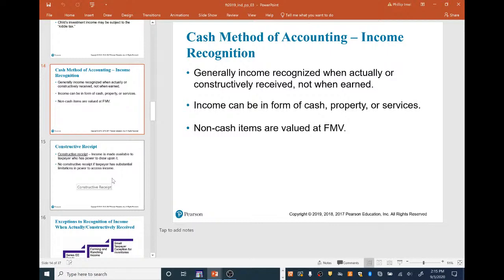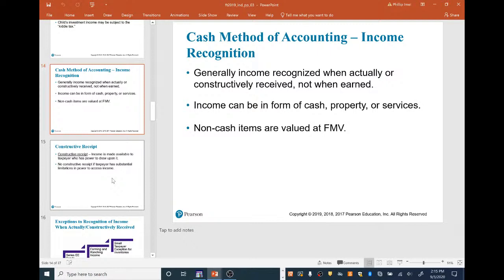Let's talk a little bit about the cash method of accounting, income recognition. We've already discussed the accrual method of accounting. Now let's talk about the opposite, the cash method. Under the cash method, it's going to be used by most individuals as well as businesses without inventories, and businesses with inventories whose average gross receipts for the 3 prior years do not exceed 25 million. And this is with income being reported in the year of actual or constructive receipt, okay?